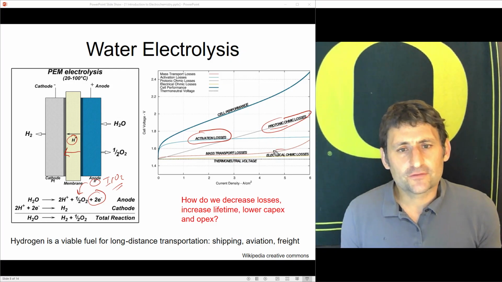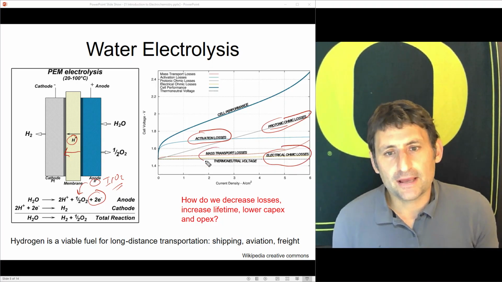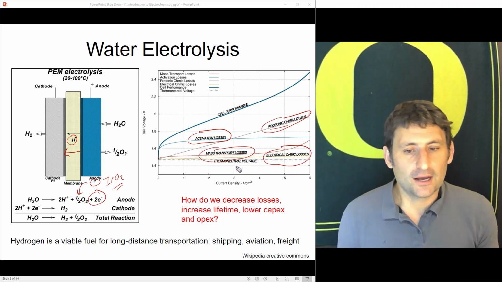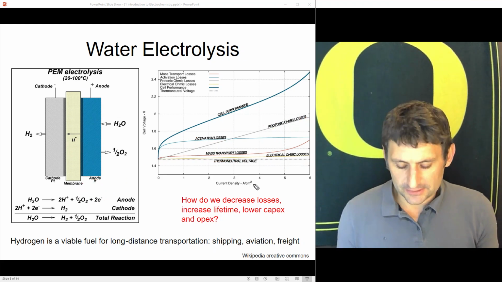There's other losses, for example, electrical ohmic losses. Those are moving the electrons. Mass transport, that means moving the oxygen and things like that. So we'll talk about these in some detail.